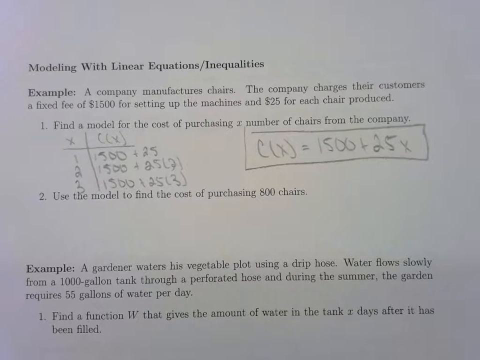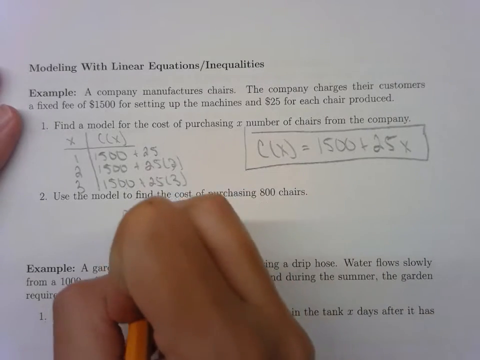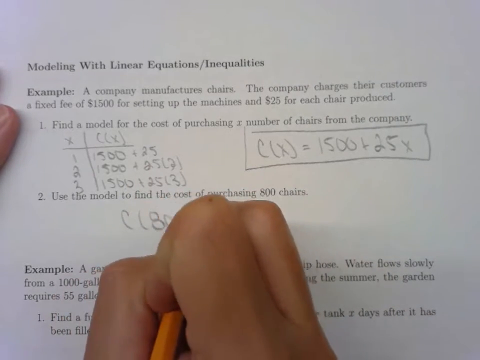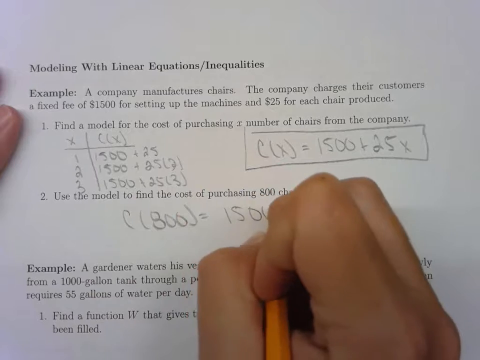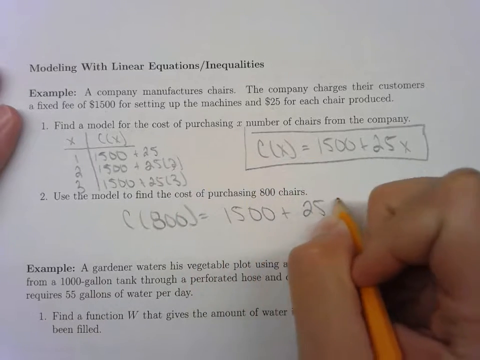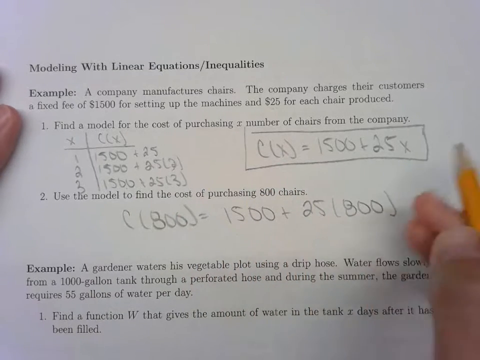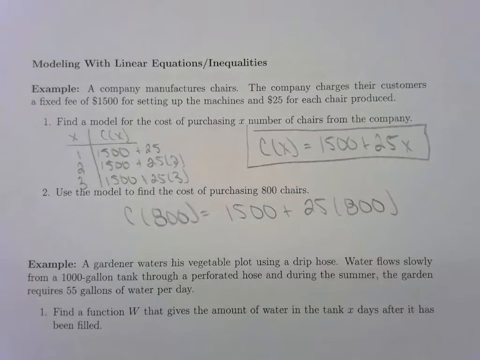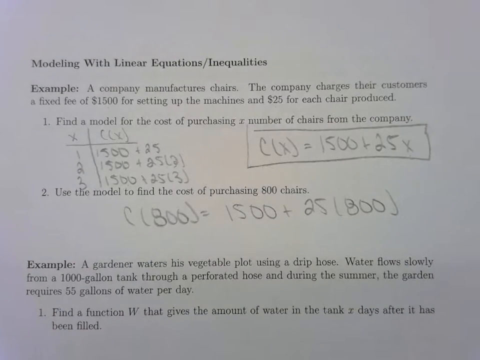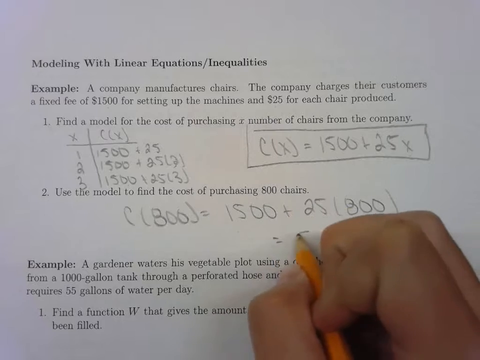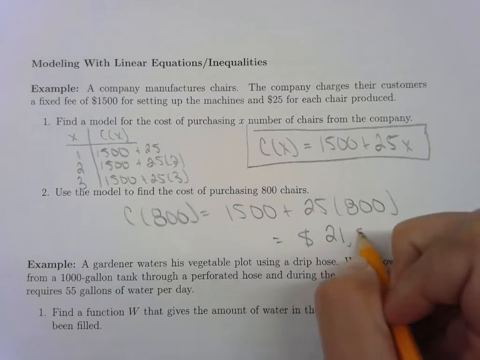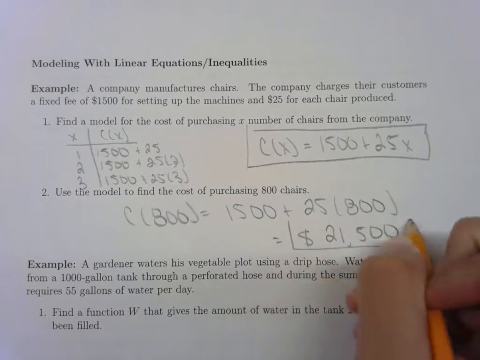Number 2, it says use the model to find the cost of purchasing 800 chairs. Okay, so we want to input 800, and that'll give us our cost. So 1,500 plus 25 times 800. Let's get out the calculator for that. I can't do that one in my head. So 800 times 25 plus 1,500, looks like the cost would be $21,500.